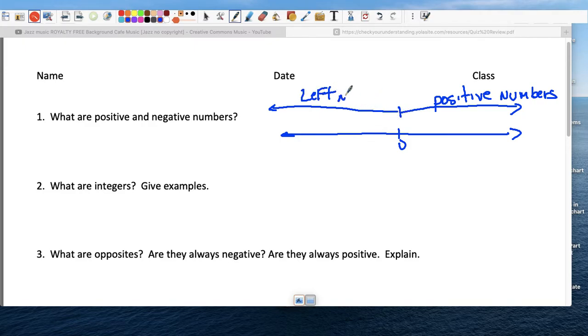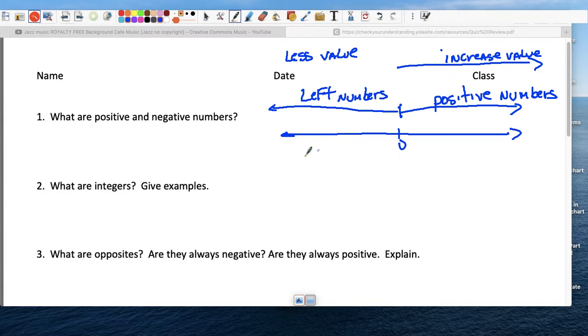And the further left you go, the less value it's going to have. And on the other hand, on the other side, positive numbers, as you move to the right of 0, they increase in value. Okay.